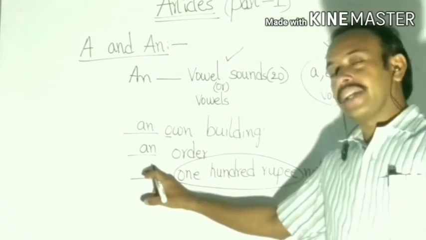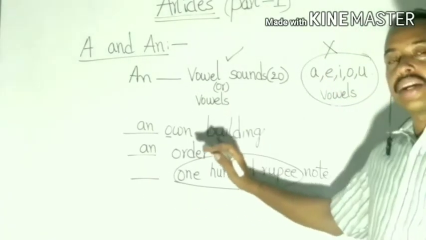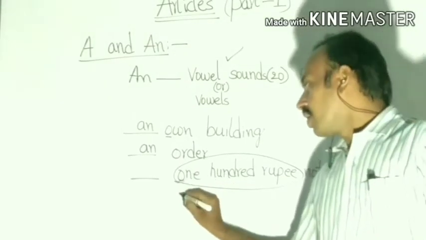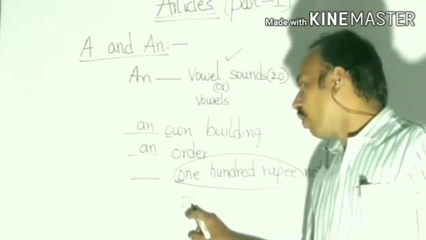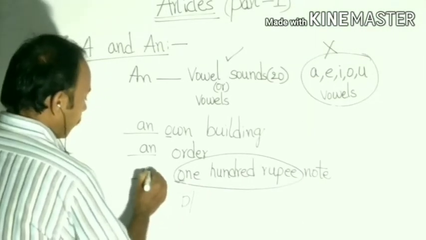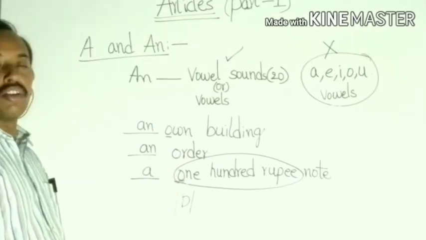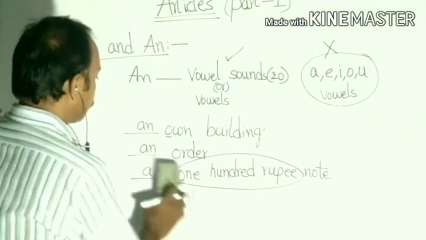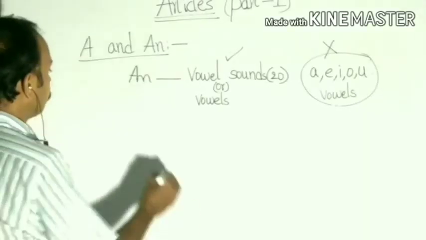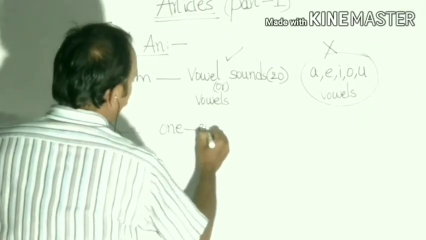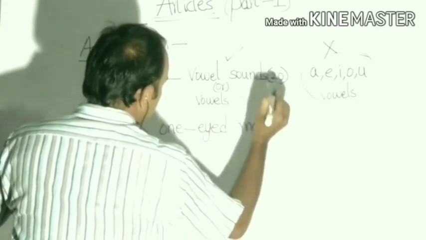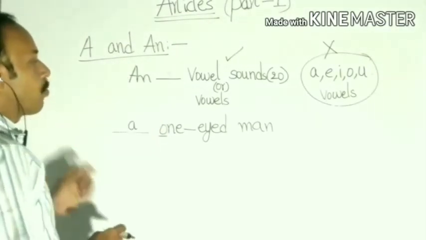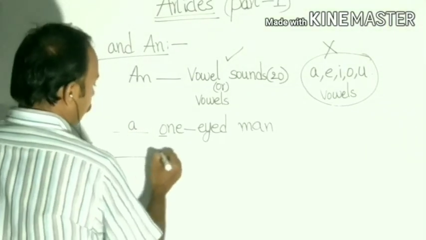So here we can write A or "an". And further to decide what we have to write there, we should look at the very first sound here. It's not this sound. This is O. This is not this sound. You should write A here. So if the first sound is not a vowel sound, you should write A here. So a 100 rupee note. Next one. Dash one-eyed man. So once again, the first sound is a consonant sound. So you should take A. A one-eyed man. Look at this example.